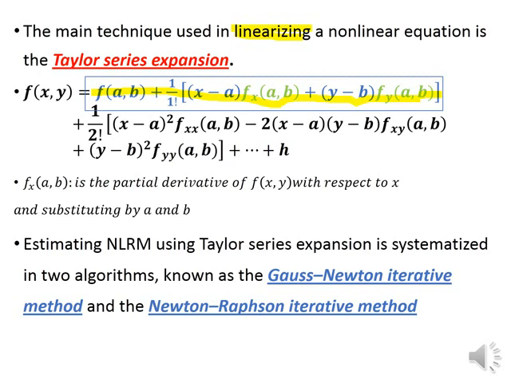Finally, estimating a nonlinear regression model using Taylor series expansion is called the Gauss-Newton iterative method or the Newton-Raphson iterative method. Actually, these algorithms are very common in statistics. Both of them are based on this Taylor expansion. They are based on linearizing the function around initial values and then relinearizing until convergence.